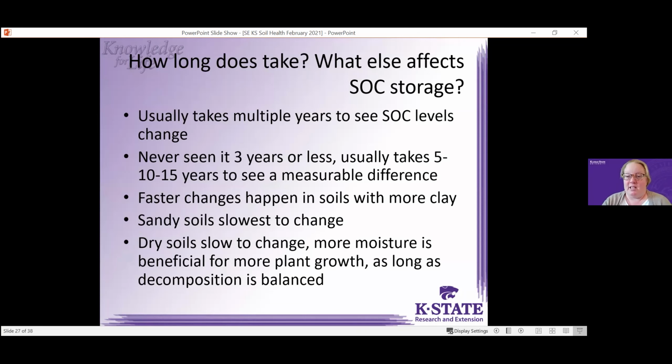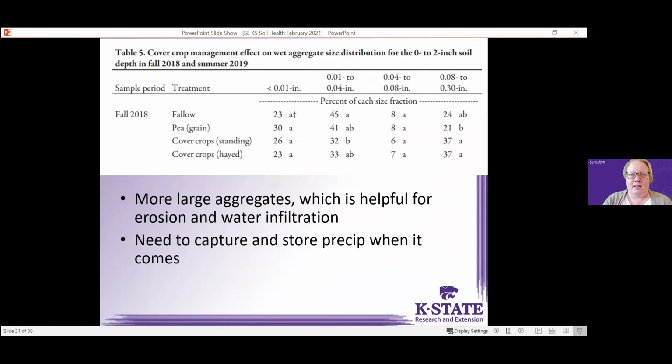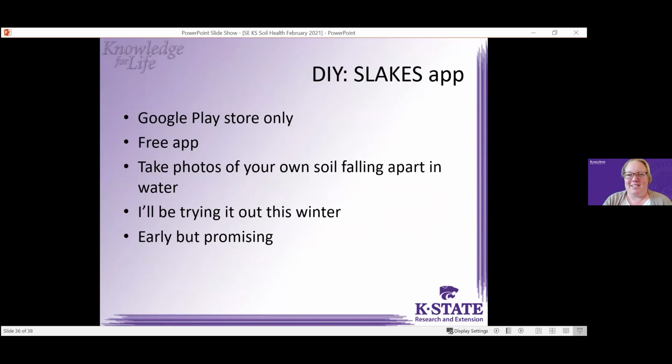Dry soils are slow to change because more moisture is beneficial to plant growth as long as decomposition is balanced. So in some parts of the world, you could have really rapid decomposition, just breaking down things really fast. Not so much, I'm not too worried about that in Kansas, but it can happen. And so with that, this is where I wanted to end.